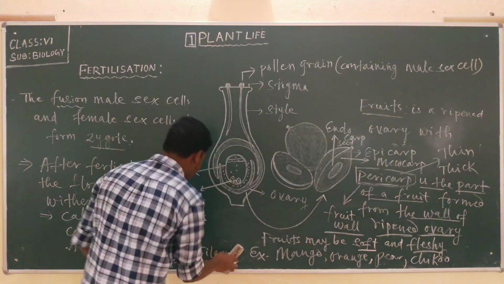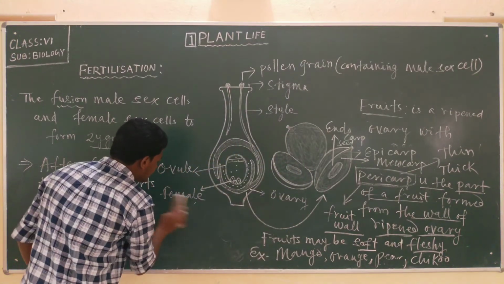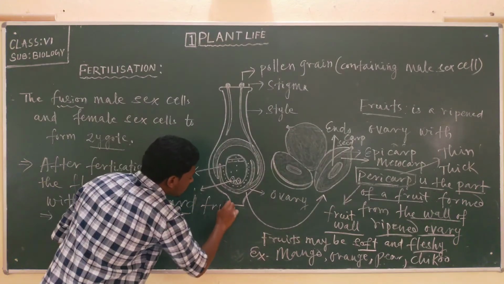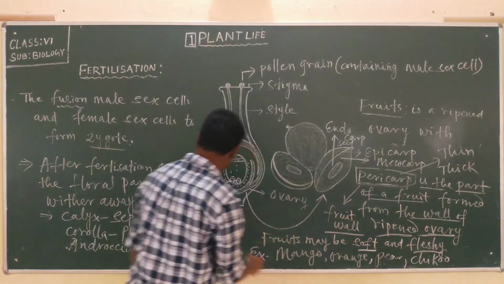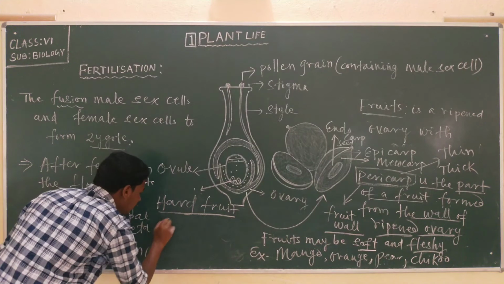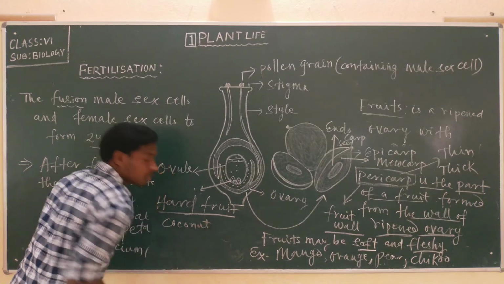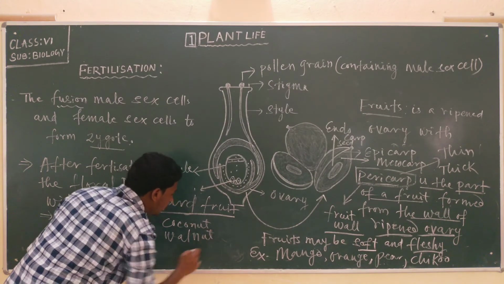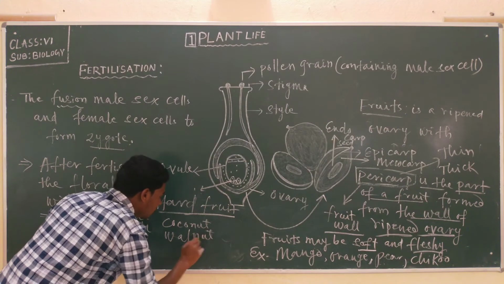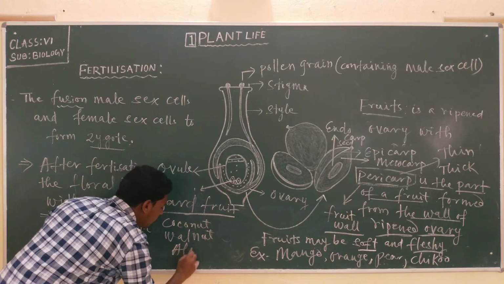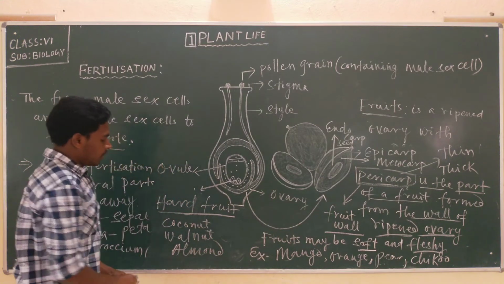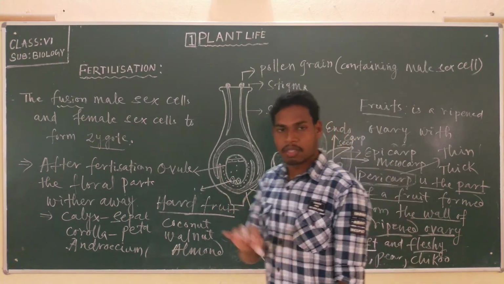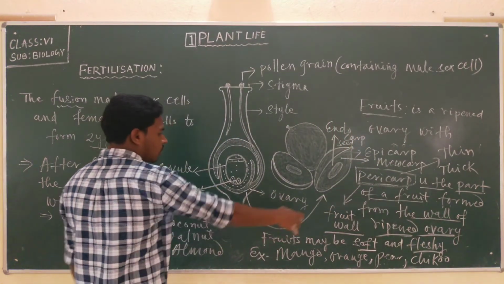So which are those fruits? They are hard. Here we talked of soft and fleshy fruits, and now if we see hard fruits, the best example is coconut. They are very hard, and even walnut and almond. So based on the softness and hardness of the pericarp, fruits are divided into soft fruits and hard fruits.